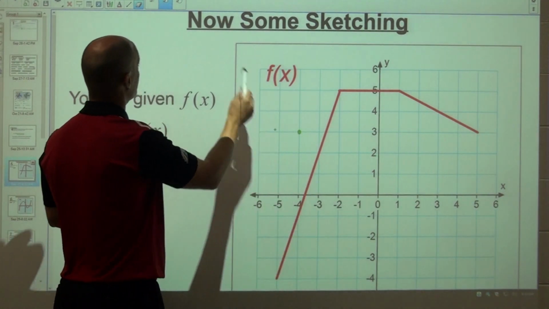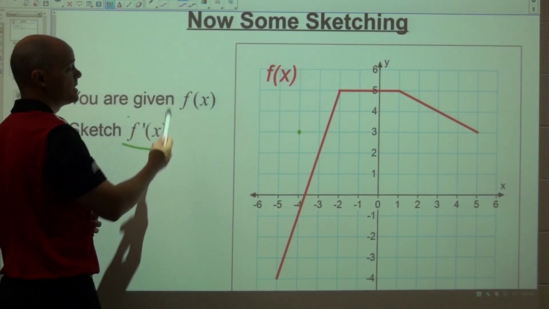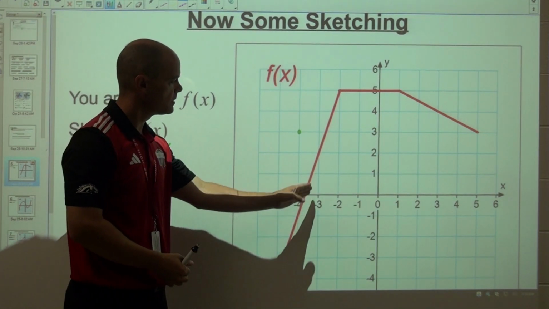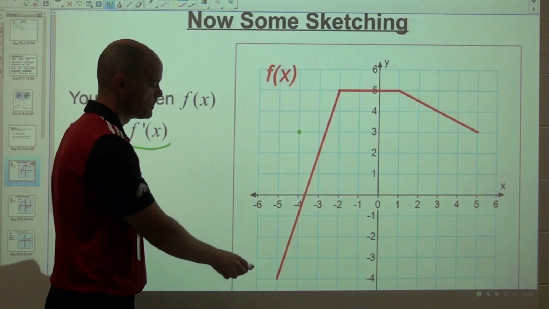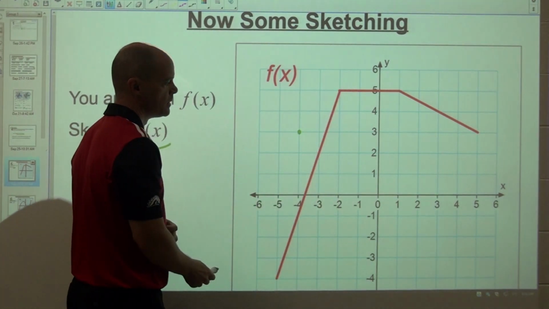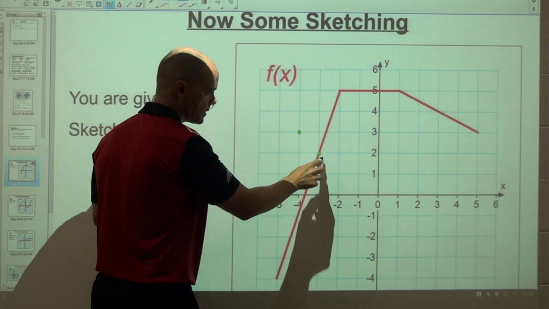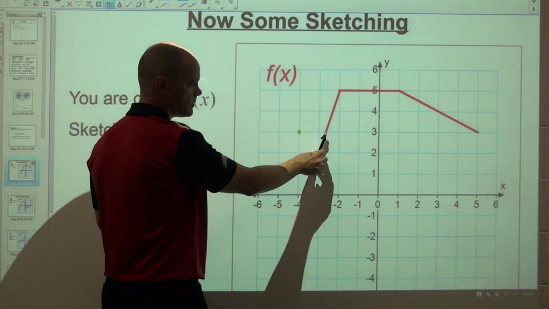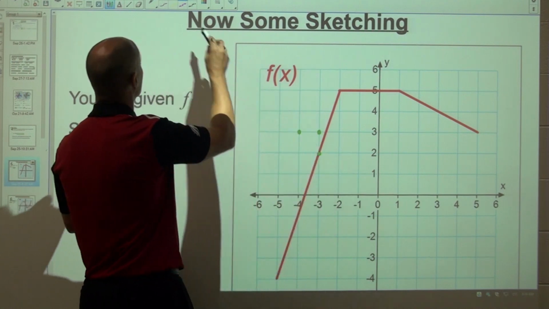And we can play this game again. Since this is linear, the slope is going to be the same anywhere from here to here. The slope is always up 3 over 1. So if I pick this point right here on the graph at -3, the slope is 3. So I would plot that.